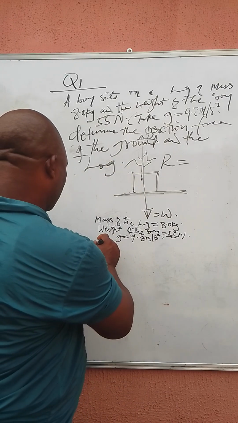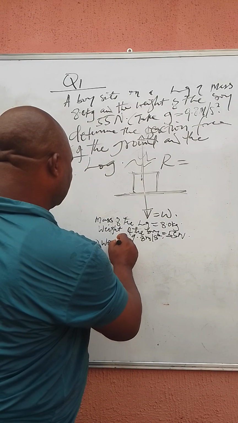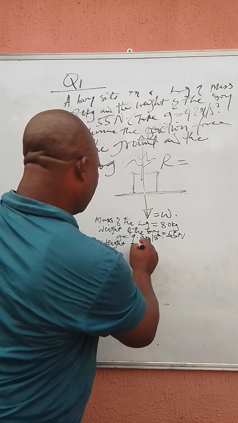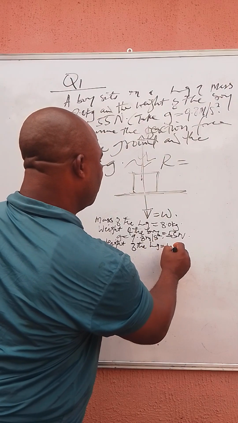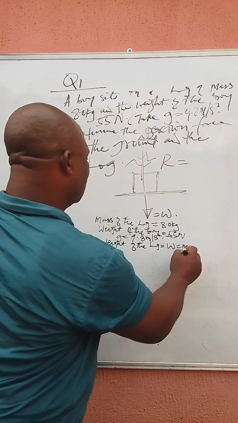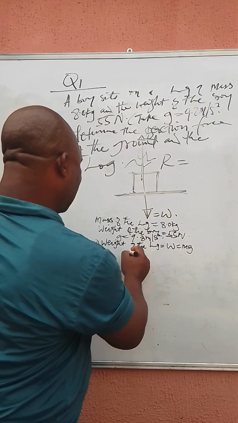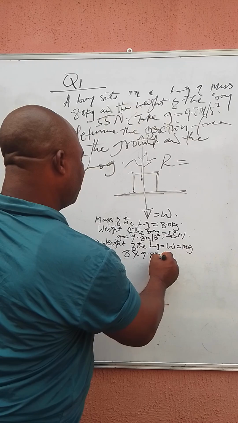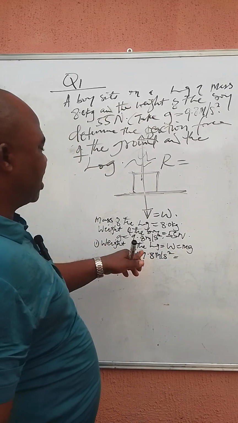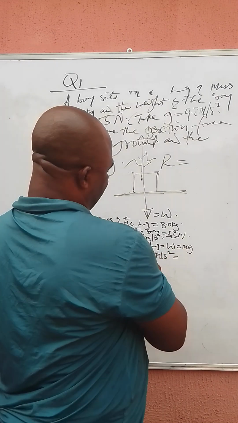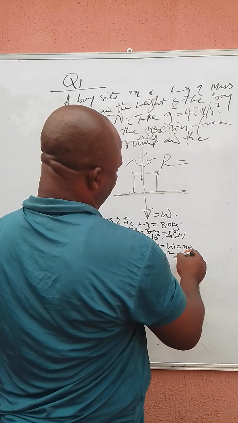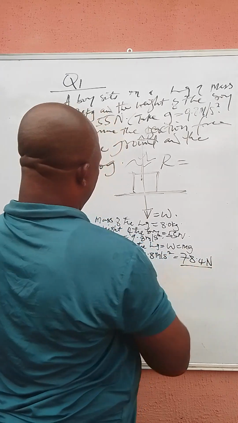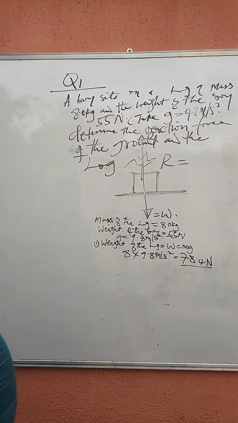Weight of the log is equal to W, which is equal to mg. So mg here, we have our mass as 8 kilograms times acceleration due to gravity, 9.8 meters per second square. If you multiply this by this, you get 78.4 Newton. This is the weight of the log.